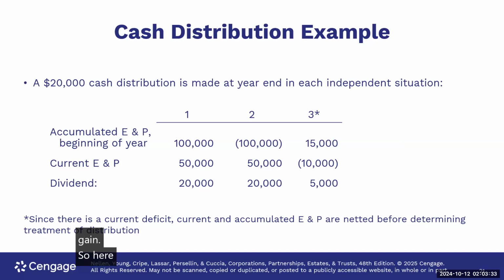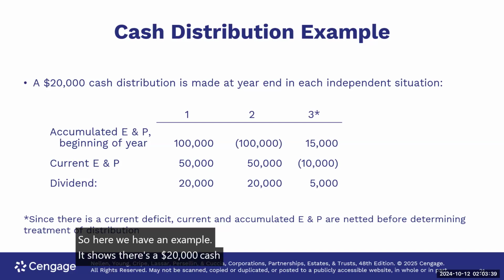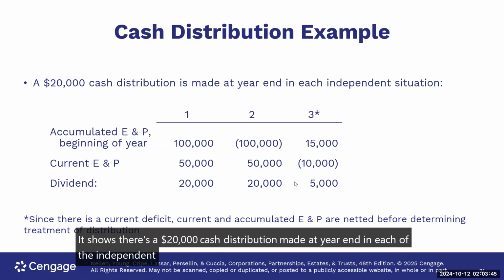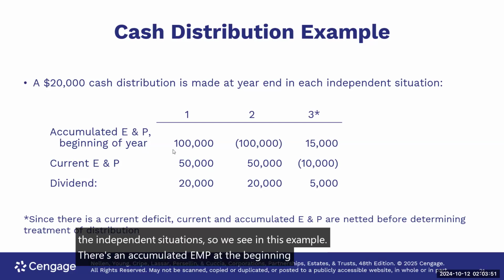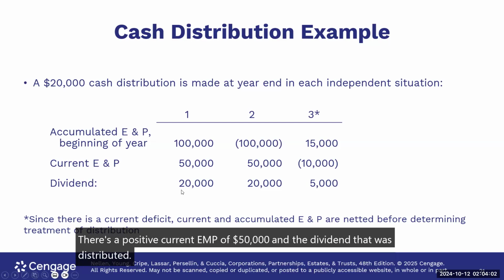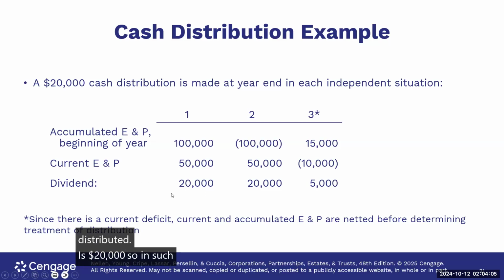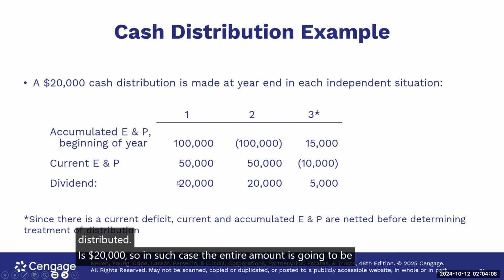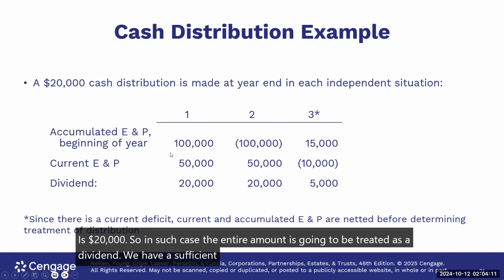So here we have an example. It shows there's a $20,000 cash distribution made at year end in each of the independent situations. So we see in this example, there's an accumulated E&P at the beginning of the year of positive $100,000. There's a positive current E&P of $50,000. And the dividend that was distributed is $20,000. So in such case, the entire amount is going to be treated as a dividend. We have a sufficient amount in our current E&P as well as our accumulated E&P.